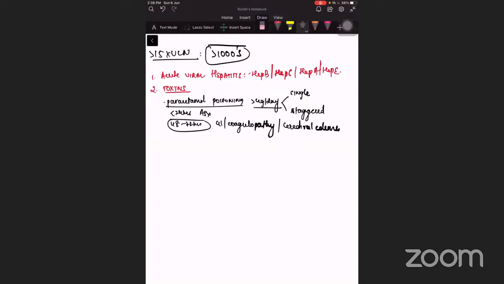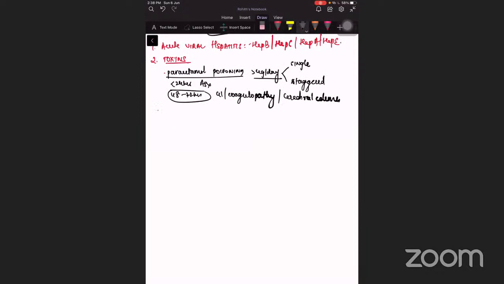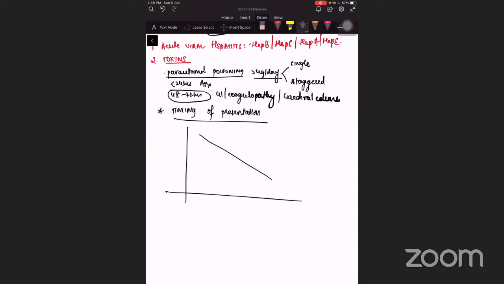But what is important, for the sake of entrance exams, there are 2 things that are very commonly followed. The timing at which the patient presents, the time of presentation. From the onset, if the patient comes after 4 hours, then you can use something called the Rumack-Matthew nomogram.